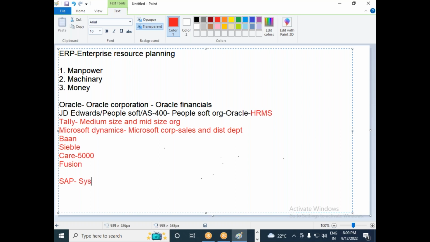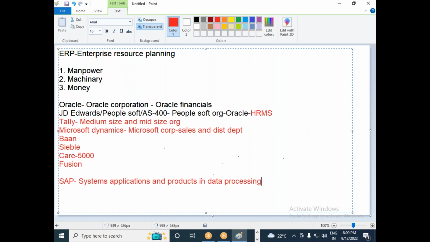Okay. So Systems, Applications, and Products in data processing. Any software is nothing but something used for data processing only, right? You are entering some details, then you are getting the output out of the data which you have entered. Which is nothing but data processing.